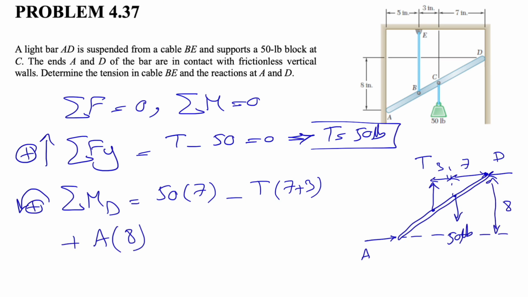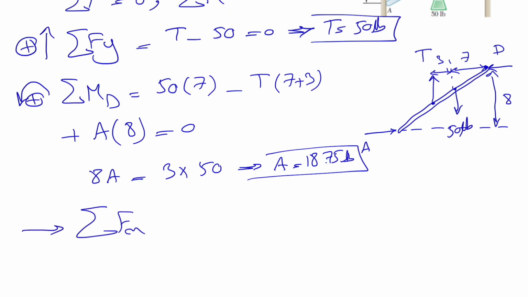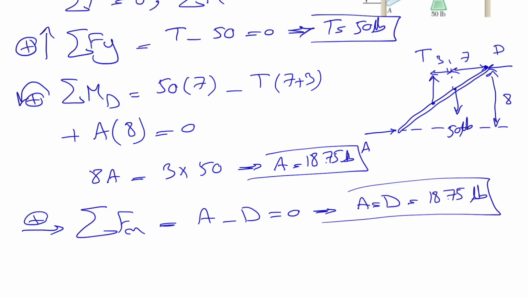This will be equal to 0, and we will have 8 times A equal to 3 times T, which is 50 pounds, and from here we can find A, which will be 18.75 pounds. And lastly, we can do sum of all forces in x direction, and this will be our positive. Simply we have A minus D equals 0, and that shows that A is equal to D, and it will be 18.75 pounds too. And no negative sign, that shows that the directions are correct. So for A, we will have to the right, and our D will be to the left. And that would be all for this question.